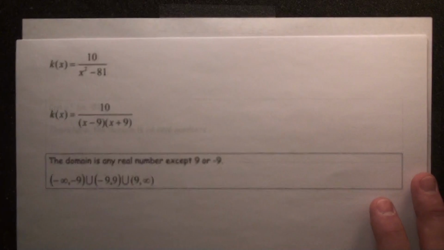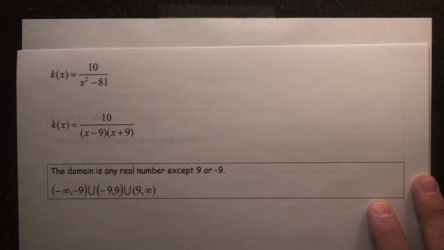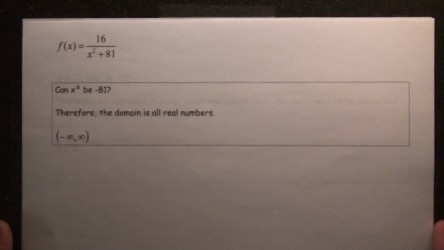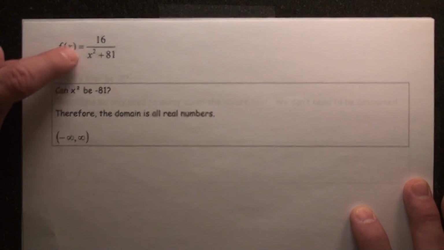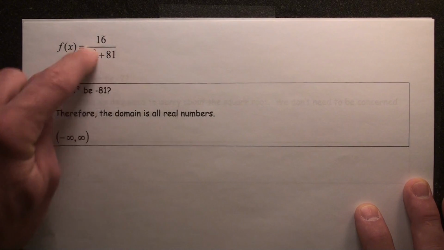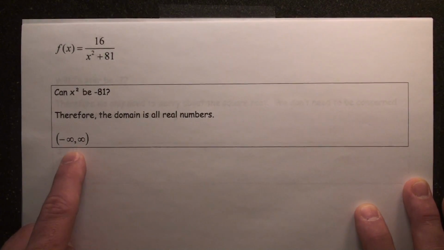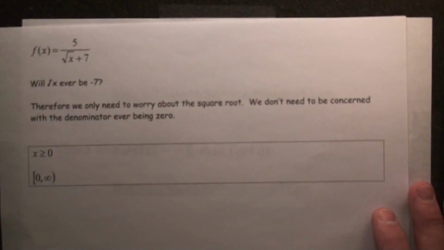All right. Next situation, we're going to factor the denominator, x minus 9 times x plus 9. Therefore, here's our domain. And then the last two are a little bit goofy. Here's a situation where we don't have to worry. See, it says, can x squared ever be negative 81? In other words, will the denominator ever be 0? No, because this will always be what? Positive. Therefore, the domain is all real numbers, because this will never be negative 81. Therefore, the denominator will never be 0.